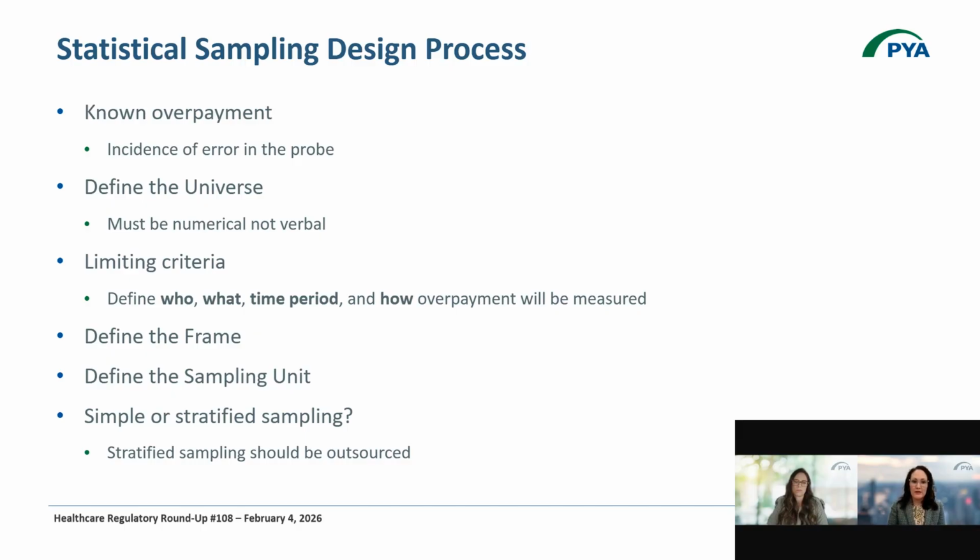The limiting criteria, we're determining who we're looking at, what we're looking at, the time period, and how the overpayment will be measured, defining that frame, the sampling unit, and determining whether we're doing a simple or stratified sample. Again, this last part is an area where you definitely want to make sure, if you need to segregate your data into different groupings that are not going to be simply separate reviews altogether, stratification requires real knowledge around how to do that.